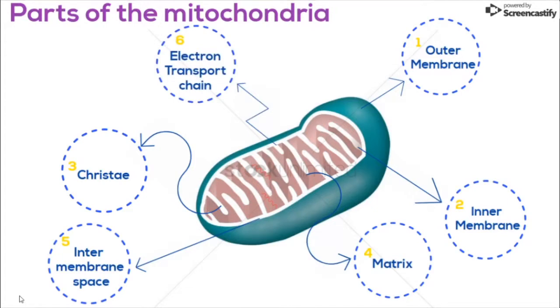Now we have the electron transport chain. This has many redox reactions. An example would be the oxidation of glucose that occurs in cellular respiration. After that, we have ATP synthesis. The function is to synthesize ATP from ADP and inorganic phosphate.